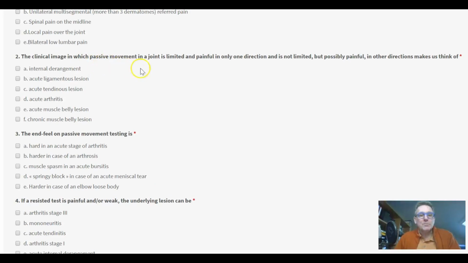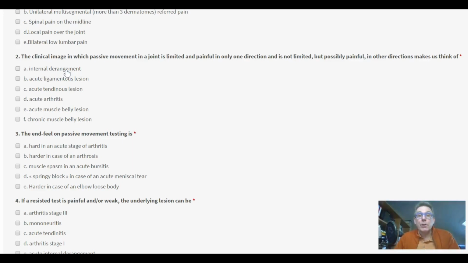Clinical image in which passive movement in a joint is limited and painful in only one direction, and it is not limited but possibly painful in other directions. Well, that's typical for an internal derangement. An internal derangement, for instance, in the spine, an acute lumbago. The patient is blocked in flexion. He has a flexion deviation position. He cannot go to extension anymore. He can perform flexion, it's going to be painful, but extension is going to be completely impossible and blocked.